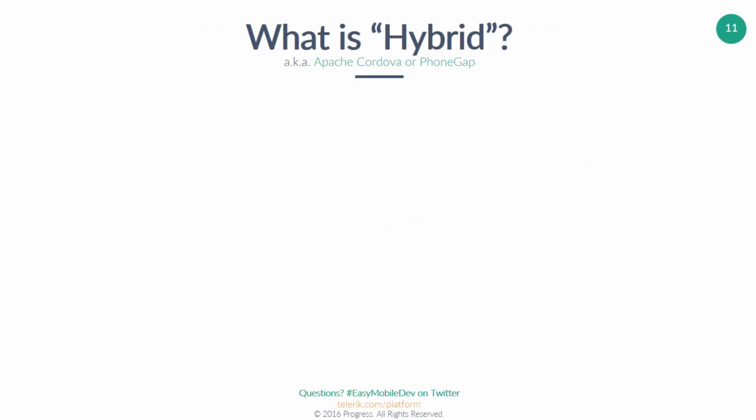Okay, now that we put the mobile web to the side, we can focus on what the Telerik platform lets you do. And that's build hybrid or native mobile apps. And there are valid use cases for both. So let's start with getting into the details of what a hybrid mobile app is.